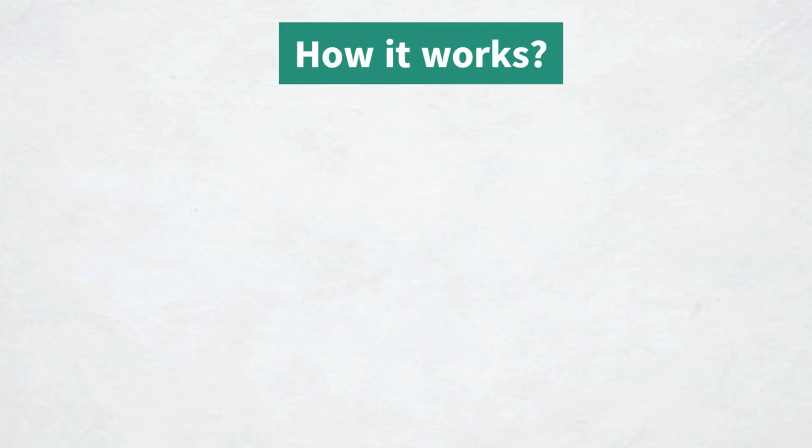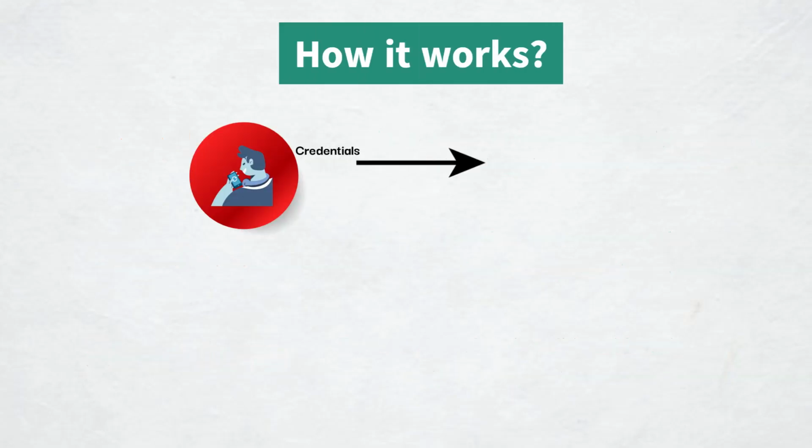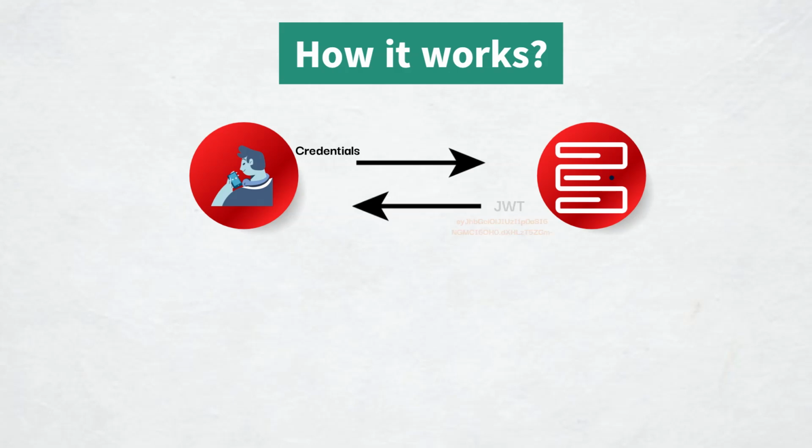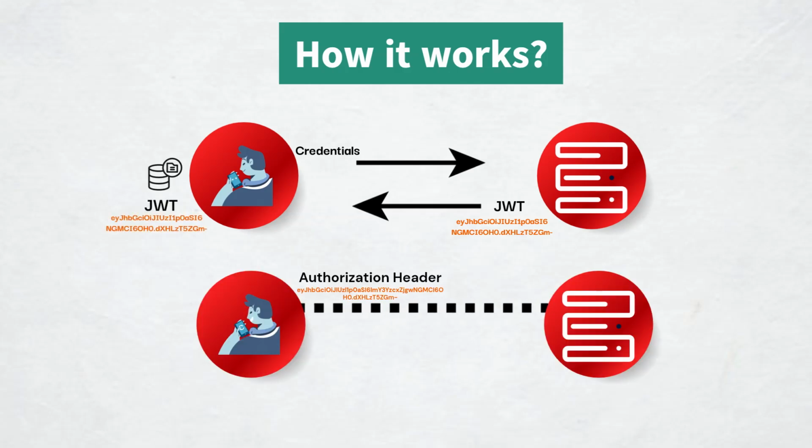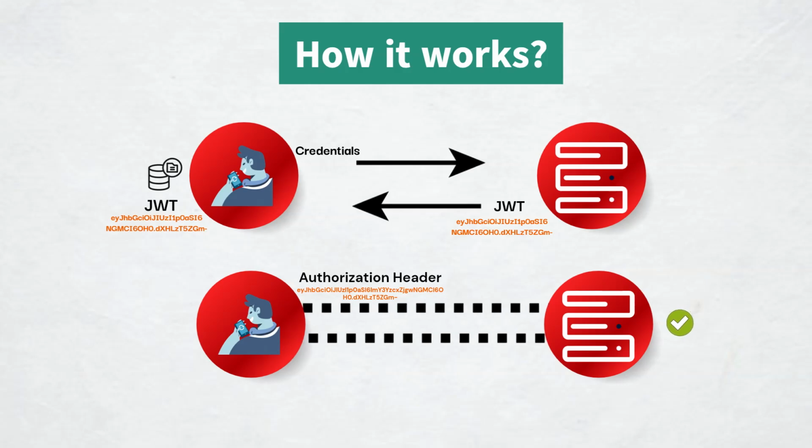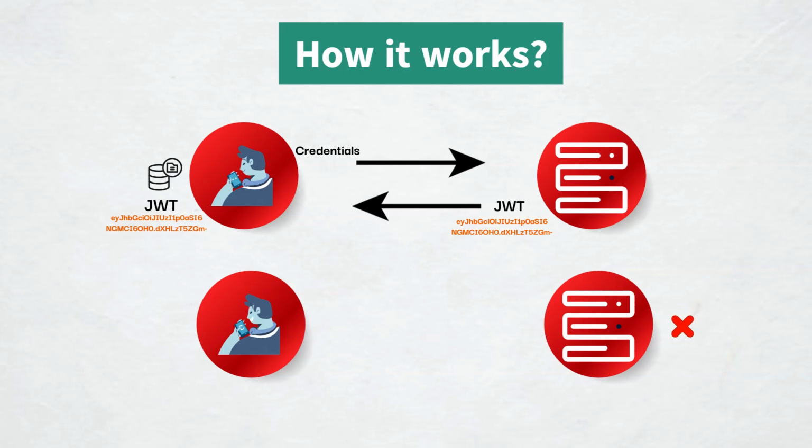Now let's see how JWT works. A user provides their credentials. If they are correct, the server creates a JWT containing user data like ID and roles. And then the client stores the token and sends it in the authorization header with each request to access protected resources. And then the server verifies the JWT signature. If valid, the user gets access. If not, the request is rejected.